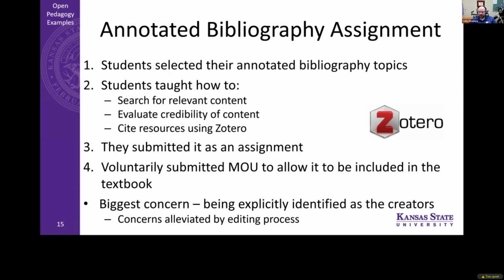entire product. And then once I was done editing it, I would send each chapter to a technical editor who would go through and double check for grammar mistakes, spelling mistakes, or issues with the style of each citation in the book. And once that was all done, then everything looked consistent. And then the students were credited as chapter co-authors.